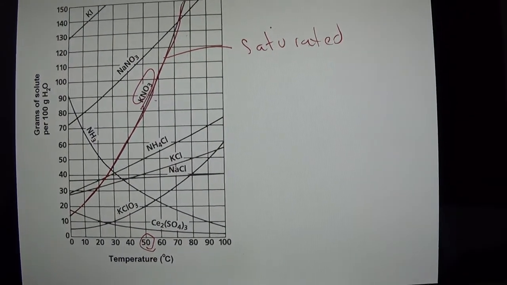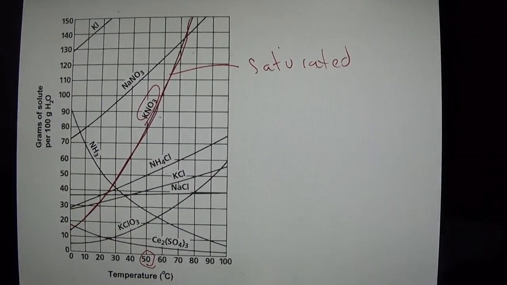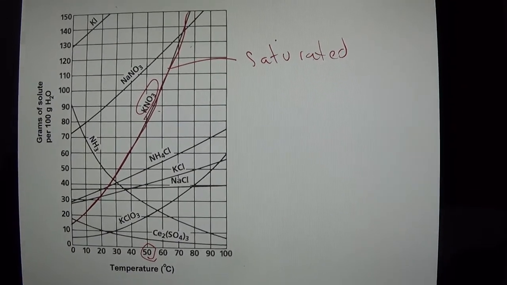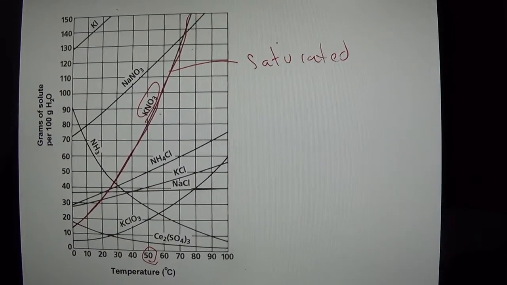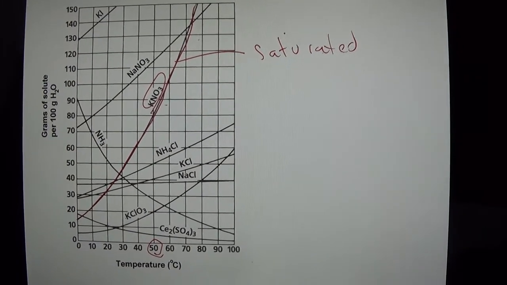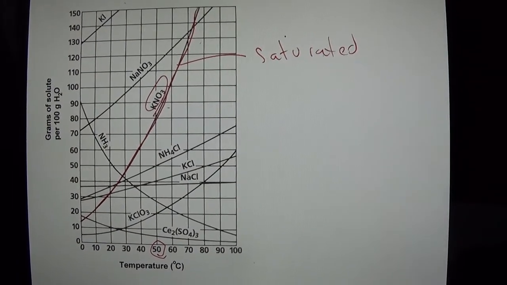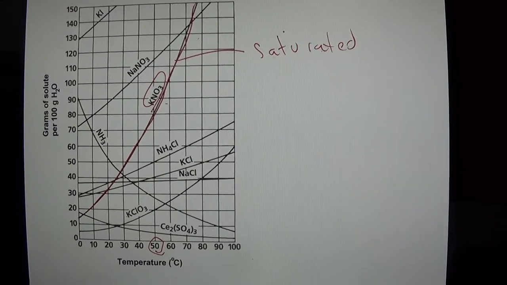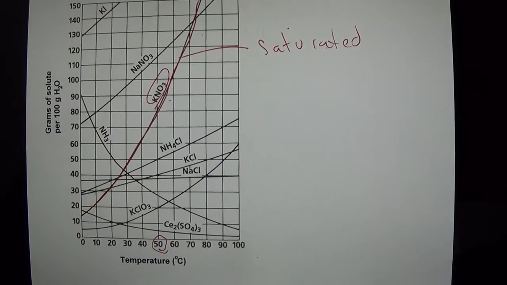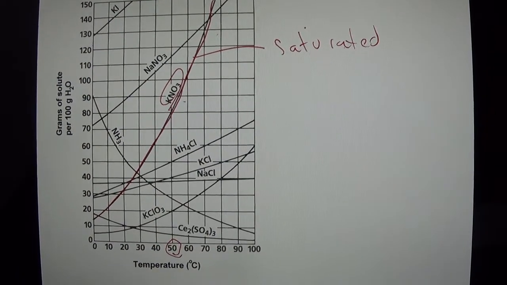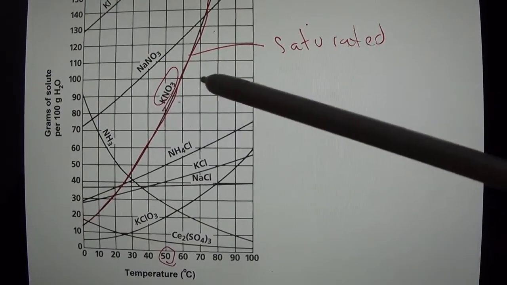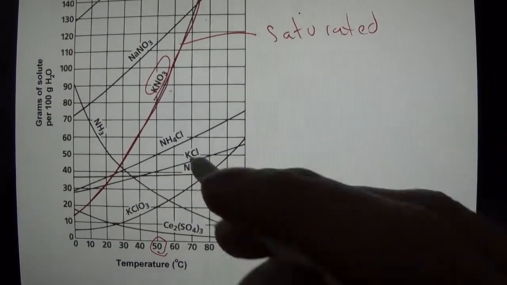So I can add potassium nitrate to my 100 grams of water, up to 80 grams of it, and it will dissolve. That will be saturated. If I add any more, 81, 82, 83 grams, that extra will not dissolve. It'll sit there at the bottom of the container, just looking like it's doing nothing. So the line is for saturated. What if I don't have 80 grams even? What if I've only added 60 grams?